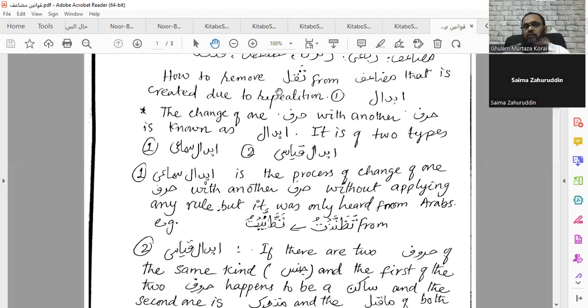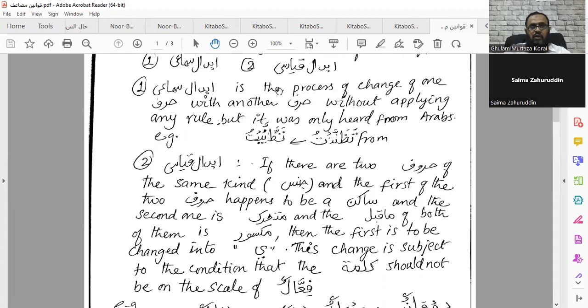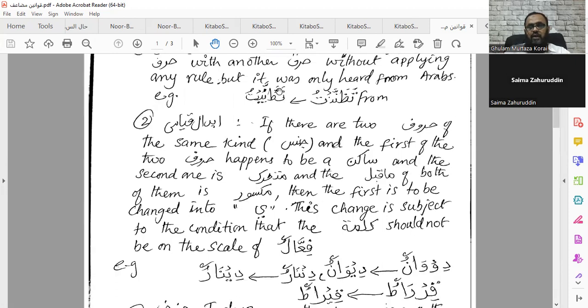How was it done? We don't know. Why was it done? It was done to remove thaqal. How was it done? It was done by Arabs. We heard from them; there's no proper procedure for that. So that's why this is ibdal sima'i. Now number two, ibdal qiyasi.